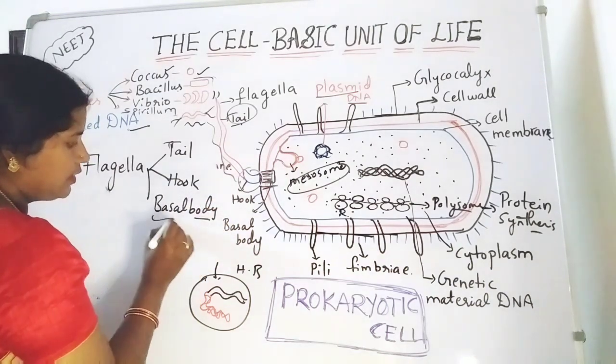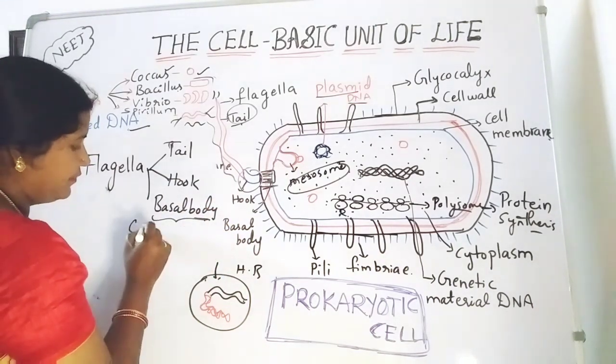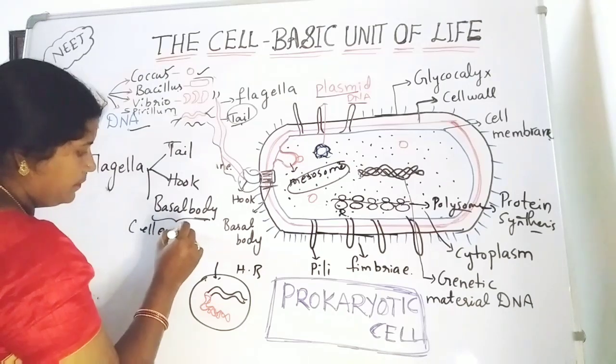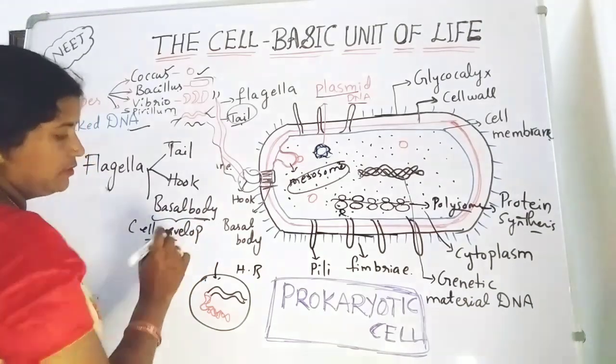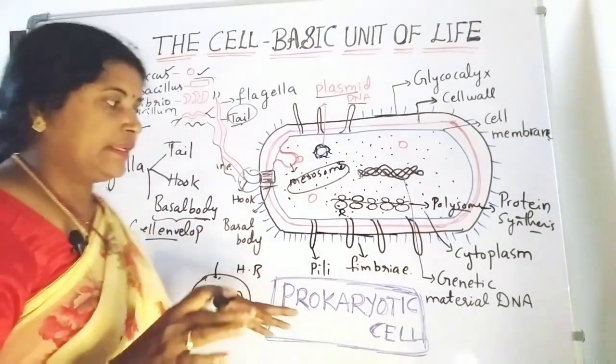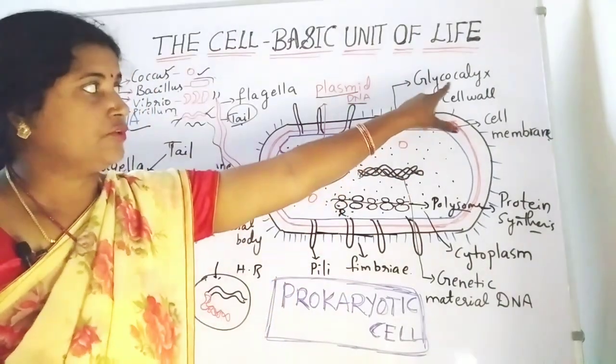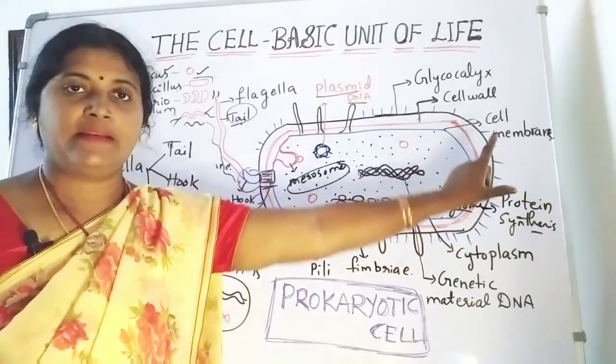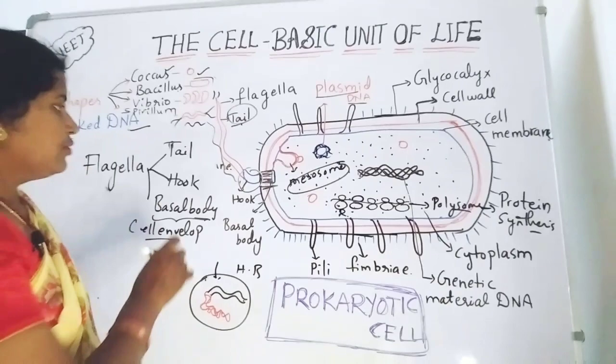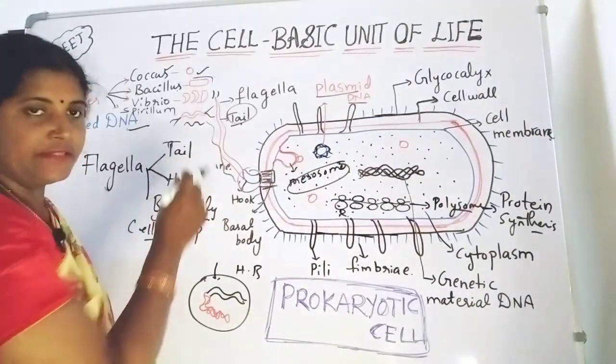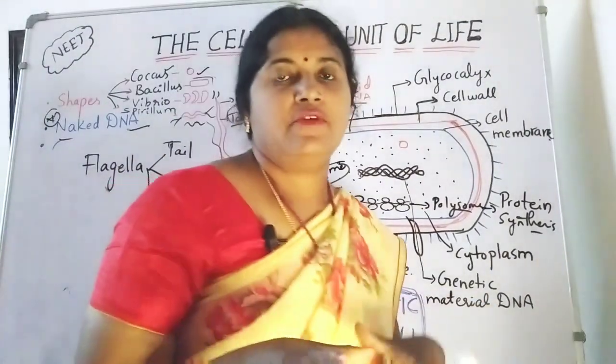This basal body is connected with the cell envelope. What is the cell envelope composition? Glycocalyx, cell wall, and cell membrane. And then the hook is for the attachment, and the tail is for the movement of the flagellum.